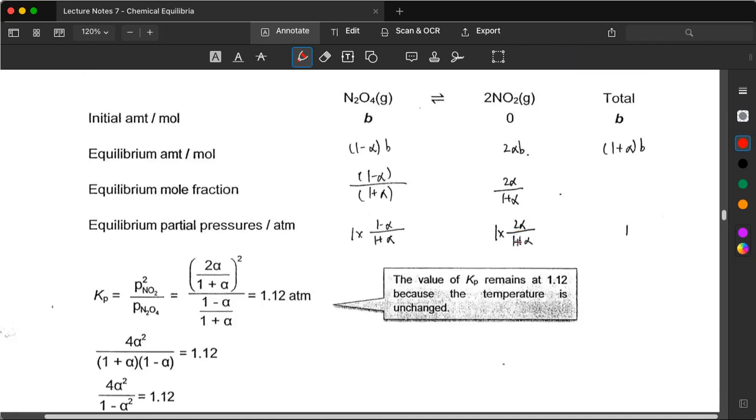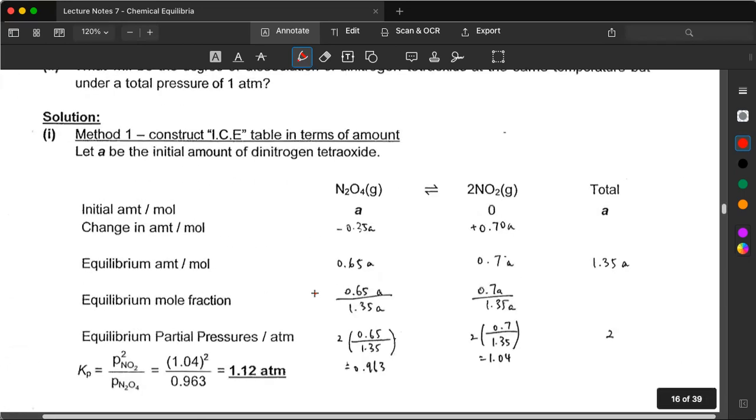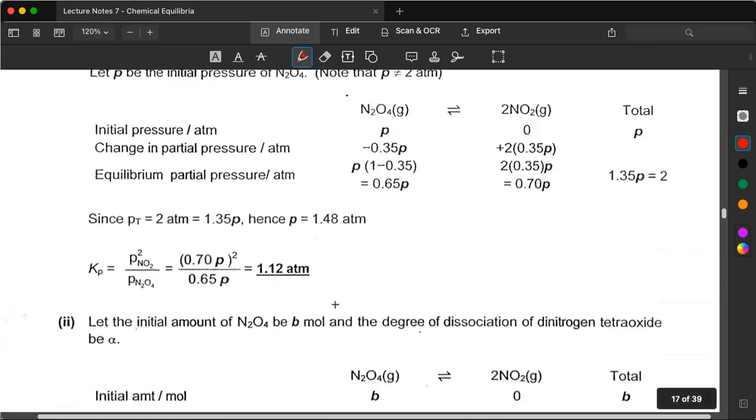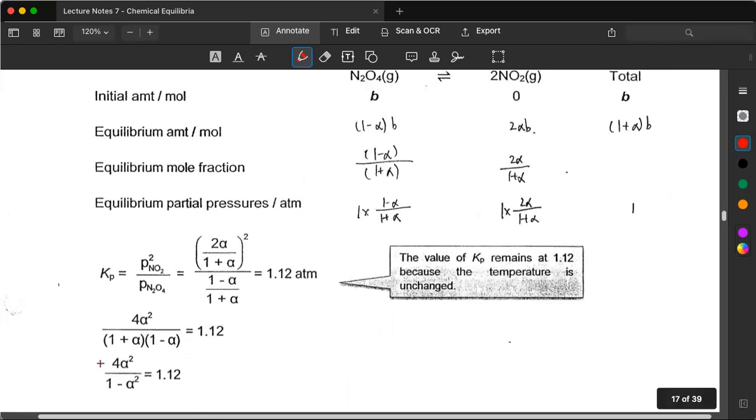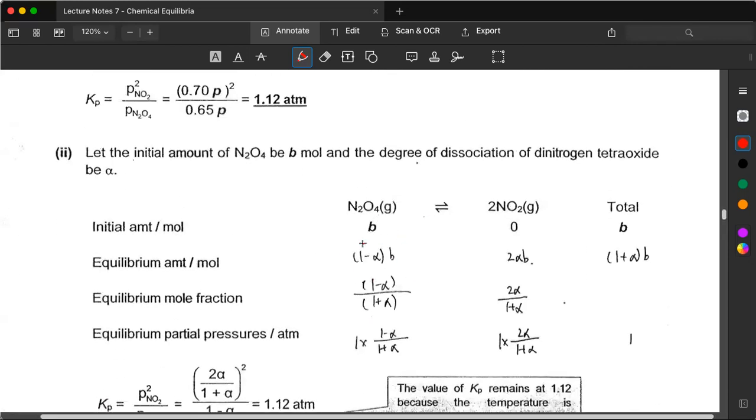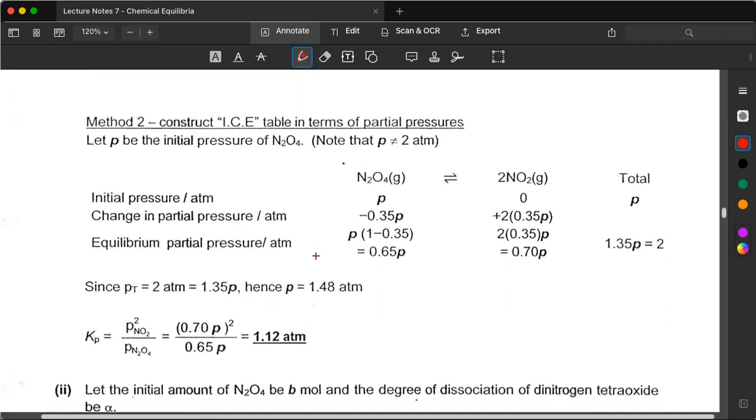This 2 alpha over 1 plus alpha, to the power of 2, divided by 1 minus alpha over 1 plus alpha, equals 1.12. So you solve this. The value of Kp will be unchanged because in the question they never change the temperature. So the Kp is the same. So equate that to 1.12, you find alpha, and that's it. But you may not know how to get this expression. 1 minus alpha.